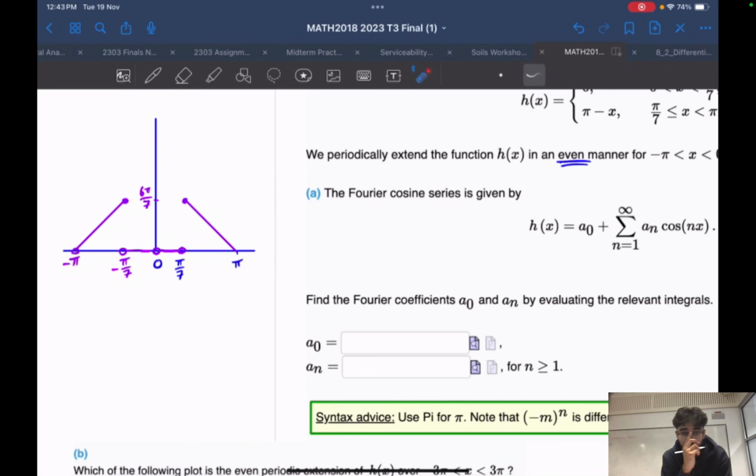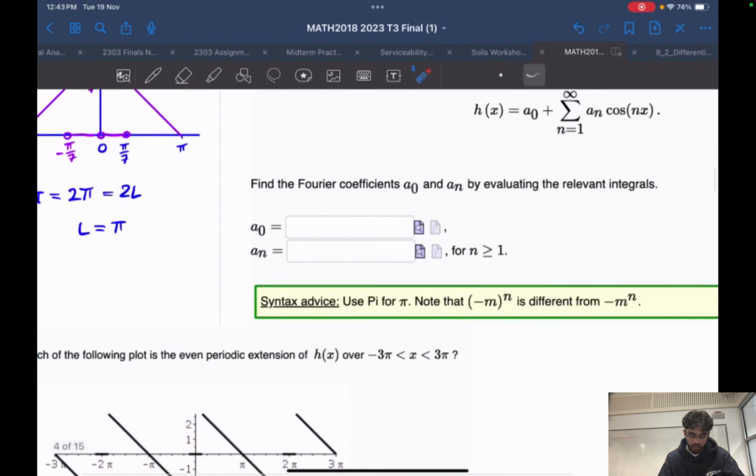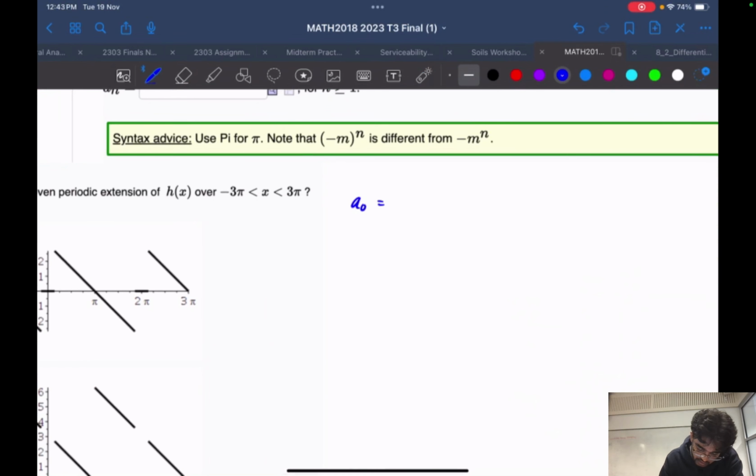So now that I've periodically extended it in an even manner, we can find what the period is. The period would be 2 pi over here, and this is equal to 2l, so l is just equal to pi. This is very important when we are evaluating the integrals, and I'll quickly show you why. So to find a0, a0 is equal to 1 over 2l from minus L to L of just f of x, okay?